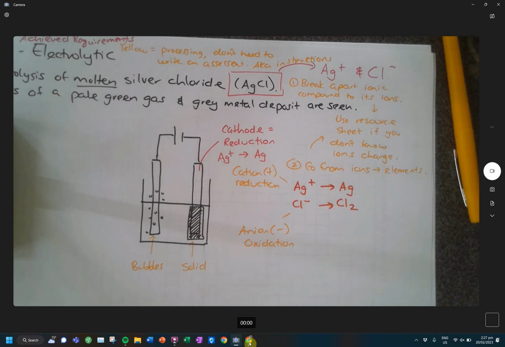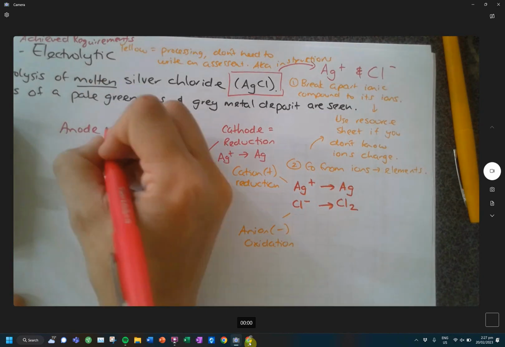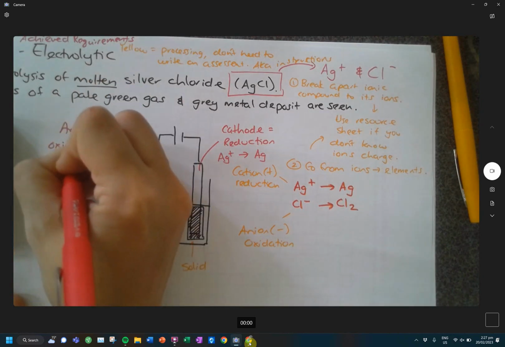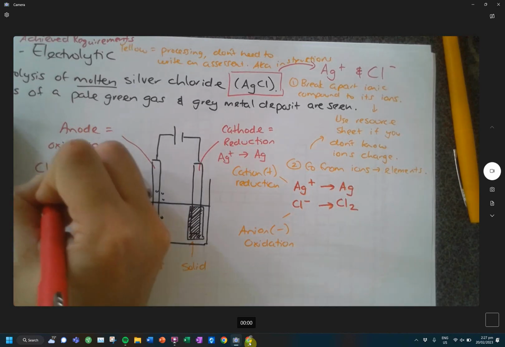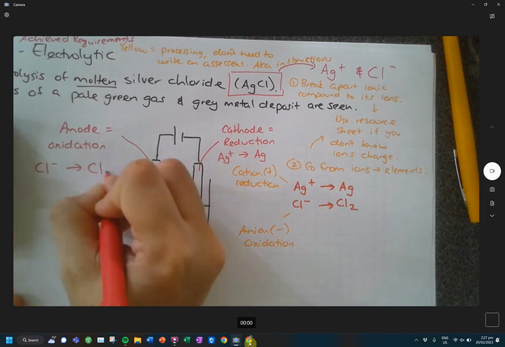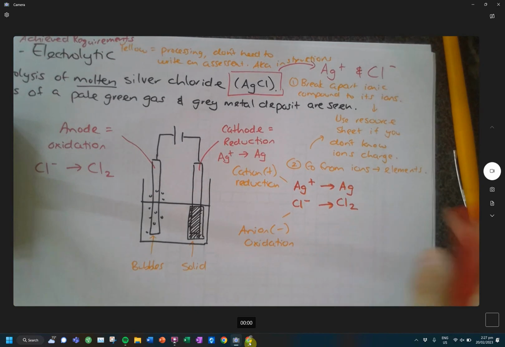All right. So on my other side then, this is my anode. Anode always has oxidation. And in this case, we are going from the chloride to the chlorine gas. I'm going to change this back to yellow because I think it's better as yellow. Grab a piece of paper and roll over it.